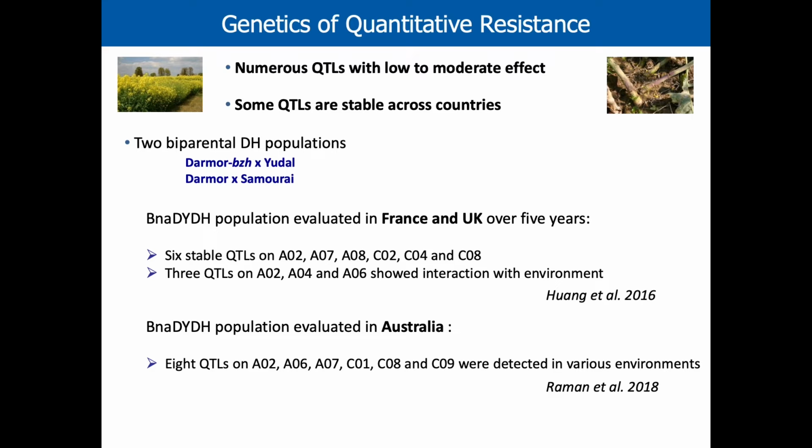Then the YDH population was evaluated in Australia, which showed that 8 QTL on A2, A6, A7, C1, C8, and C9 were detected in various environments. So this showed that some QTLs could be stable over countries and in consequence stable over Leptosphaeria maculans populations, which could be different between the countries.